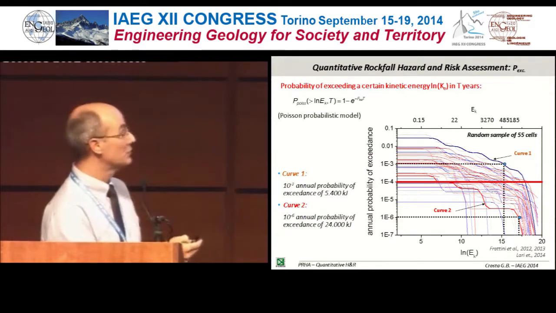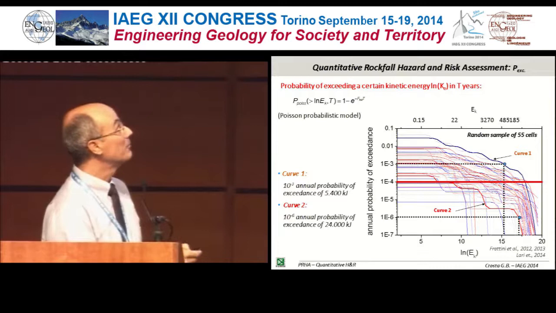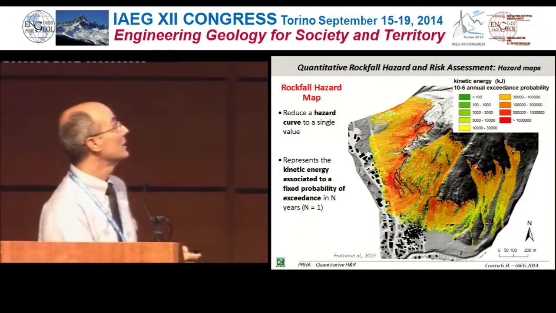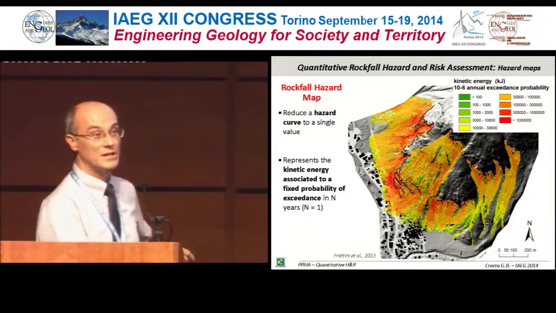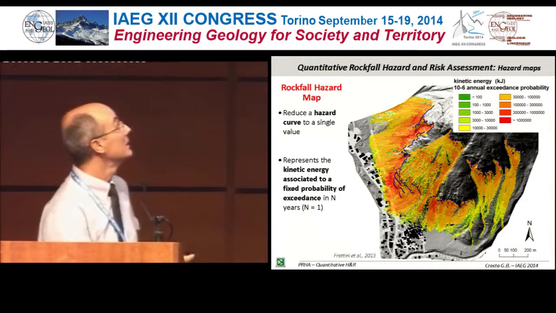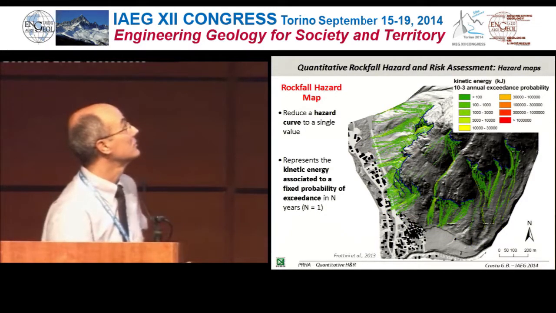So that is quite useful, because from this hazard curve we are able to go to mapping hazard to real hazard maps. So we can generate maps for different scenarios. In this case is a hazard map for 10 to the minus 6 annual exceedance probability, and then for 10 to the minus 5, 10 to the minus 4, 10 to the minus 3, 10 to the minus 2.